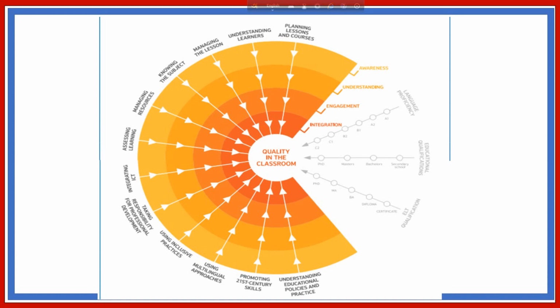Taking responsibility for professional development. Taking responsibility is very much important. As a teacher, we need to take responsibility. That is very important. But we often don't take responsibility. So taking responsibility and also making a commitment to our students is very much important.